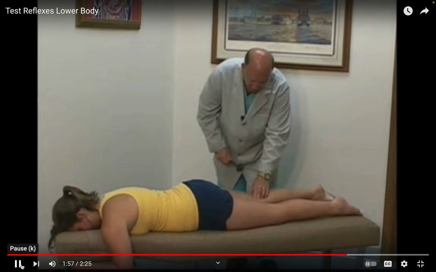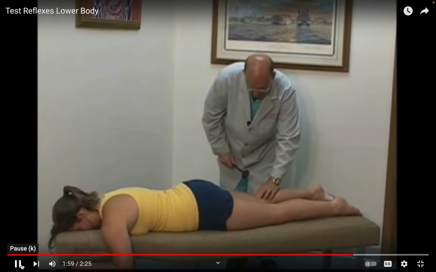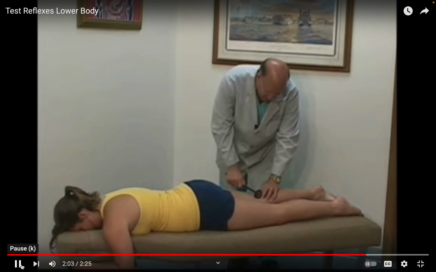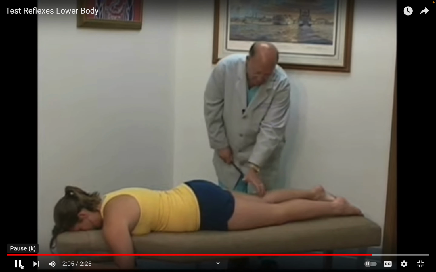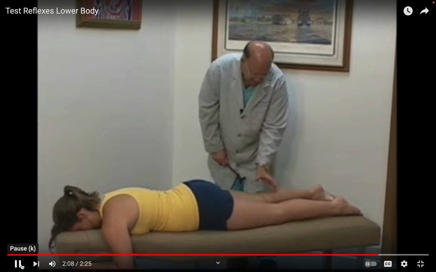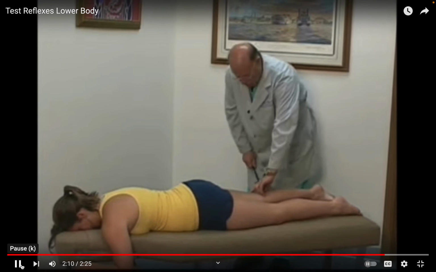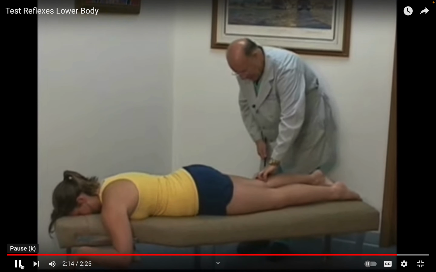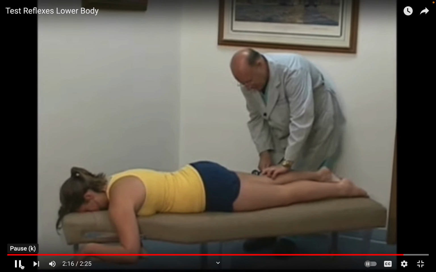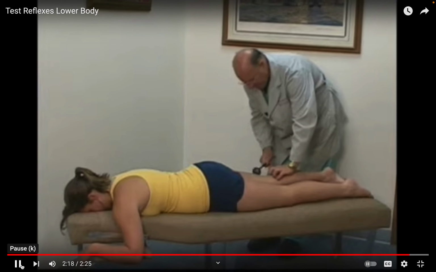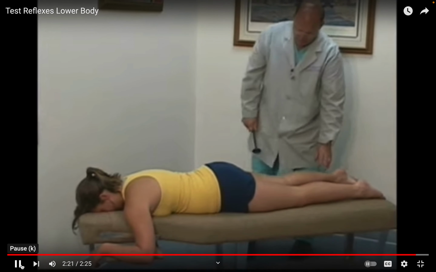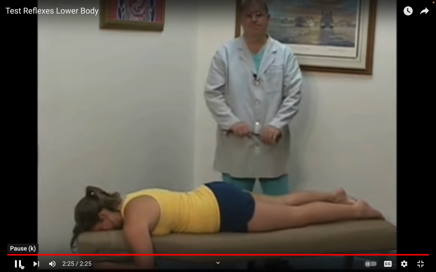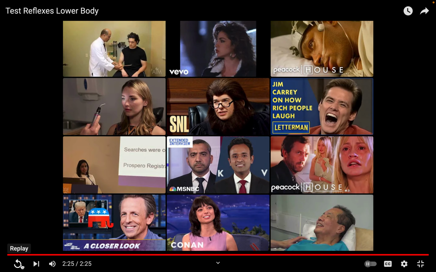I've got the tendon located, the medial hamstring tendon. I'm going to strike the tendon, and I'm watching for contraction and slight flexion of the knee. On the lateral hamstring, I locate the tendon, and I'm going to do the same thing, strike the tendon, and watch for contraction of the hamstring as well as slight flexion of the knee. There you go. 5 of them.